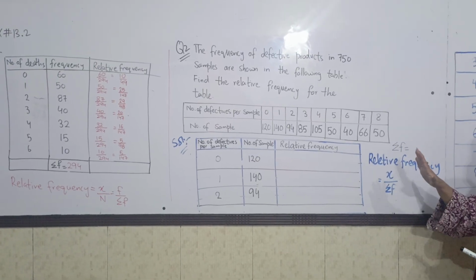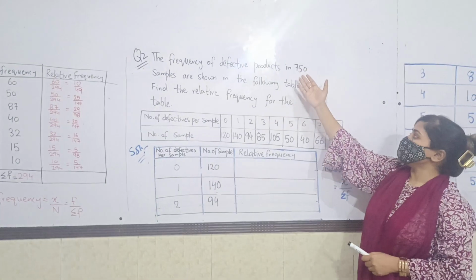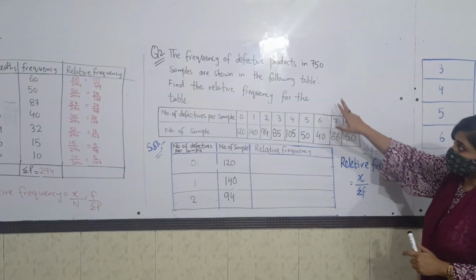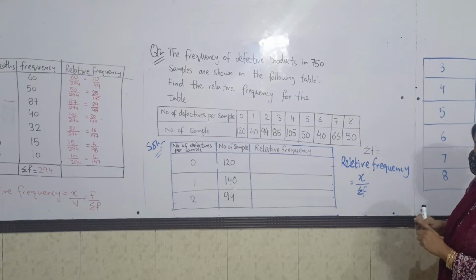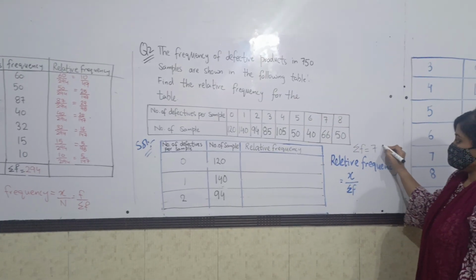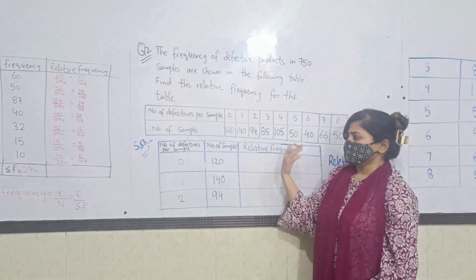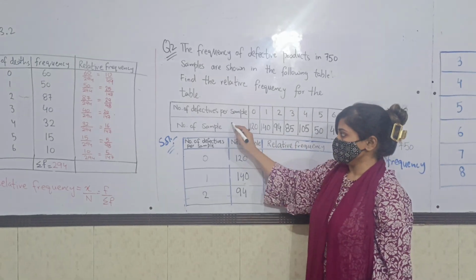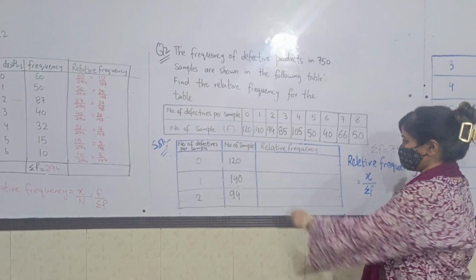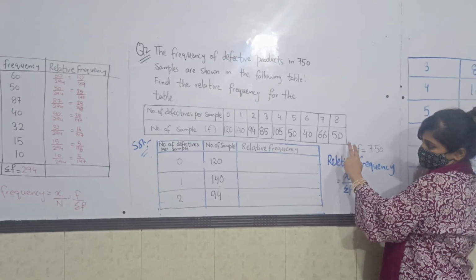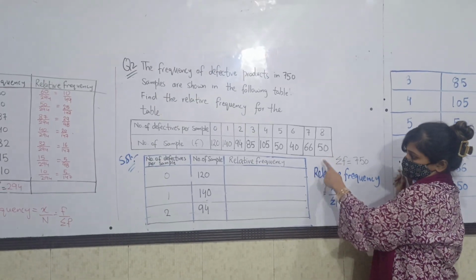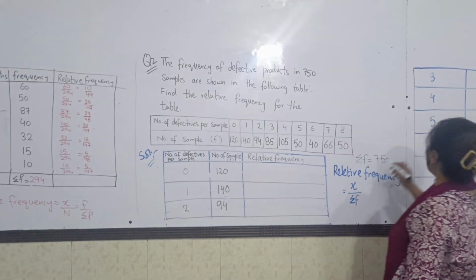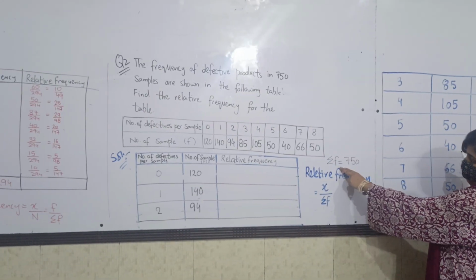First of all, in the question they already gave the frequency of the defective product in 750 samples. The number of samples is 750. Otherwise, by checking, you can use a calculator and find the total frequency. Find the total of these. The number of samples is actually the frequency. The number of samples, this is frequency, and this is the total frequency.